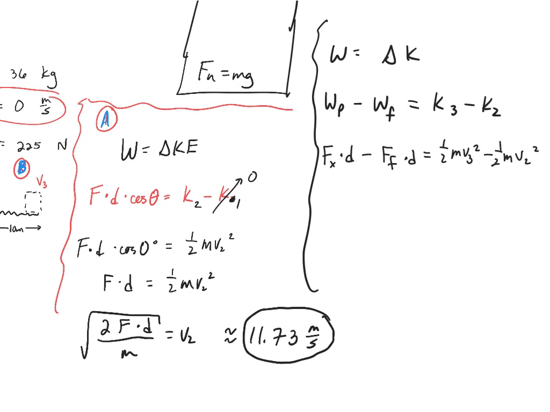Now, the one thing that makes this a little bit tough is that FF has a formula, but we already said FF is mu Fn and Fn is mg. So if it helps on the next line to write this, this is going to become mu times mg. Still with the d there.